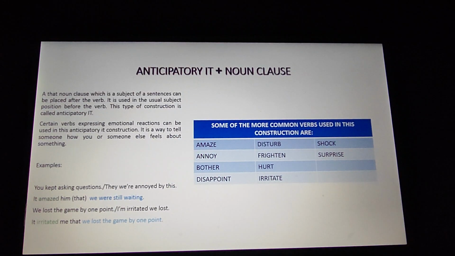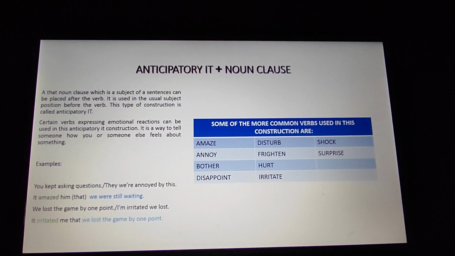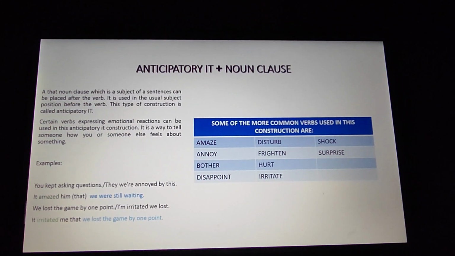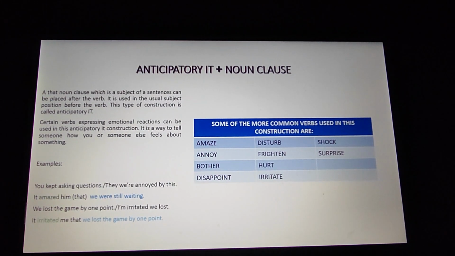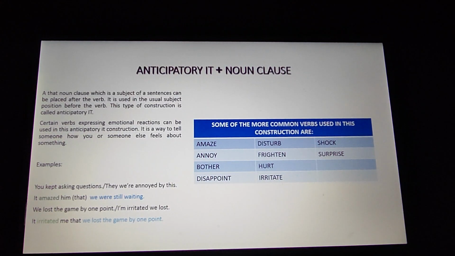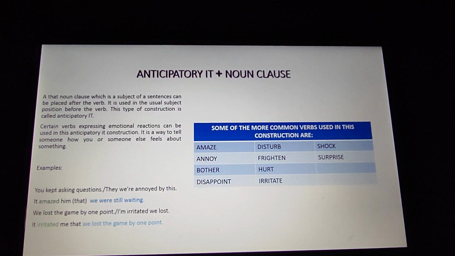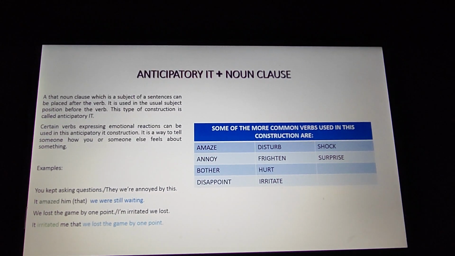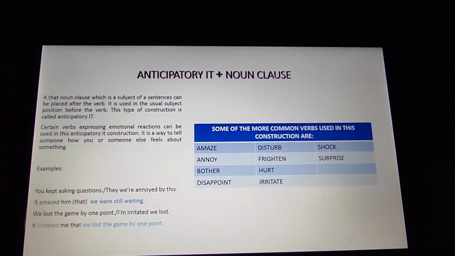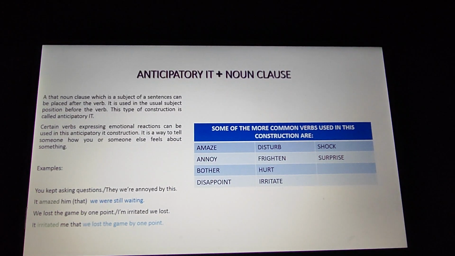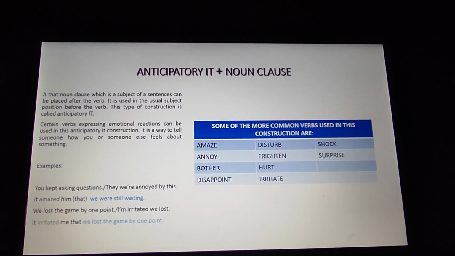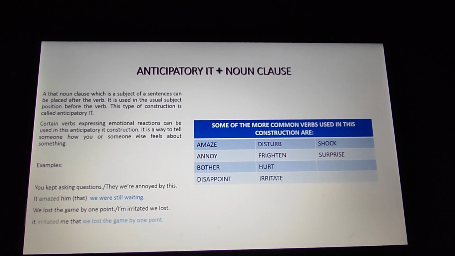You keep asking questions and they were annoyed by this. We have two sentences that we are going to construct with anticipatory it plus noun clause. It amazed him that we were still waiting. In this case, that is optional. We can use it or not. It's not compulsory. Amaze is the verb, and we were still waiting is a noun clause.